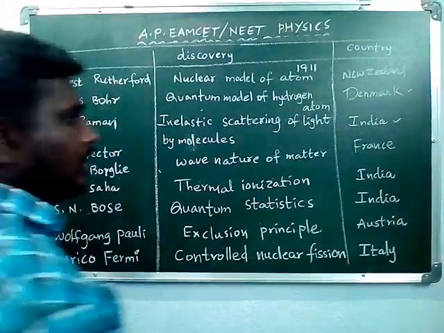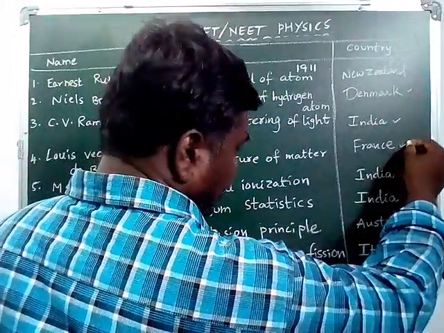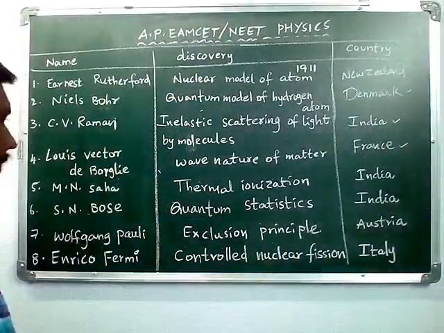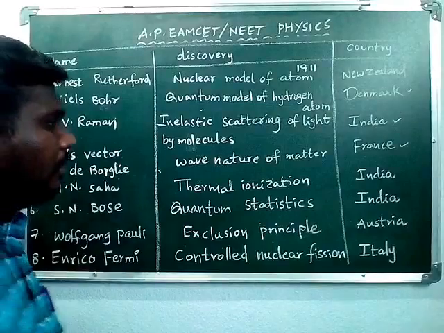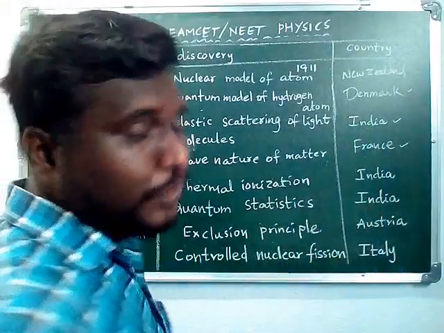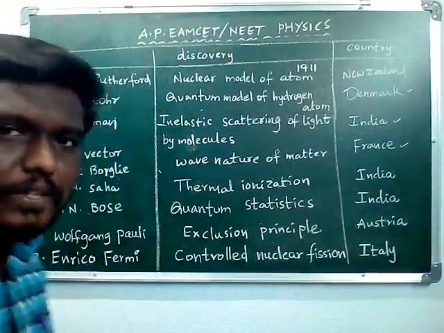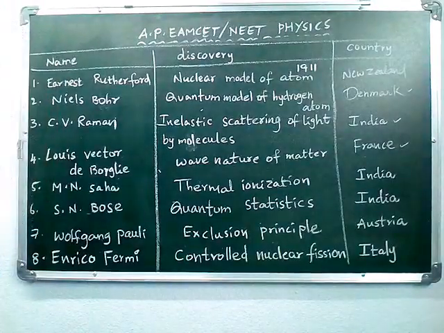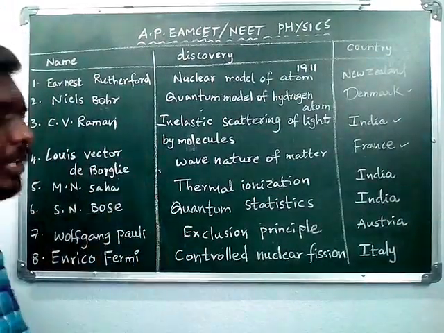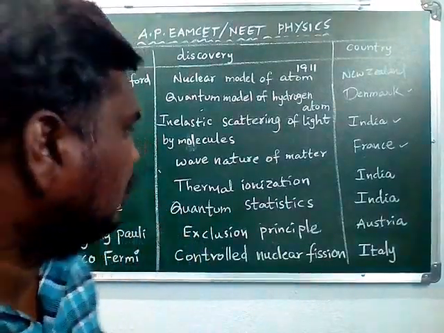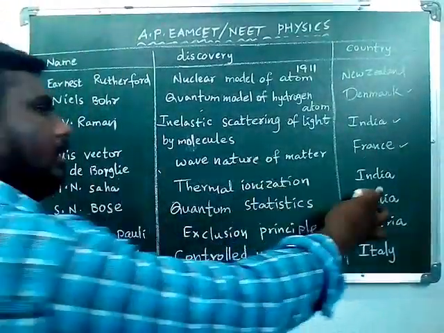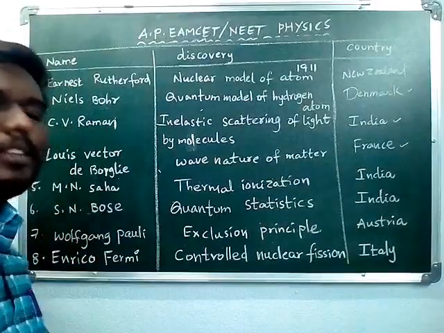He was a French scientist. So Louis Victor de Broglie, wave nature of matter, French scientist. Next scientist name is M.N. Saha. M.N. Saha is an Indian scientist. He proposed thermal ionization.